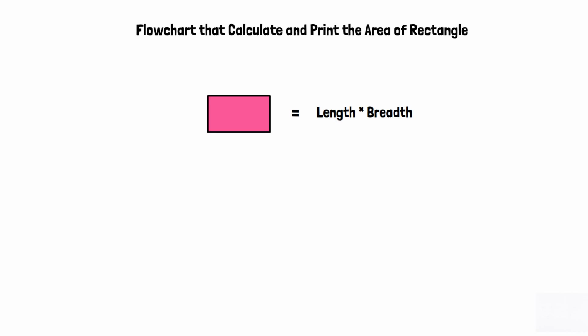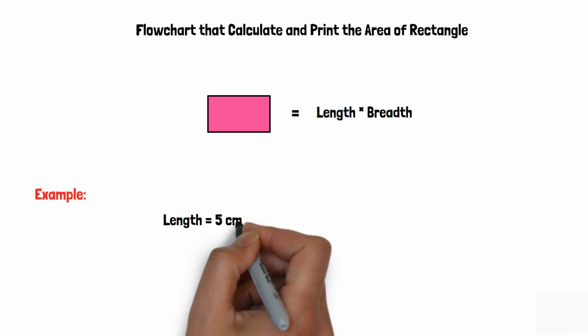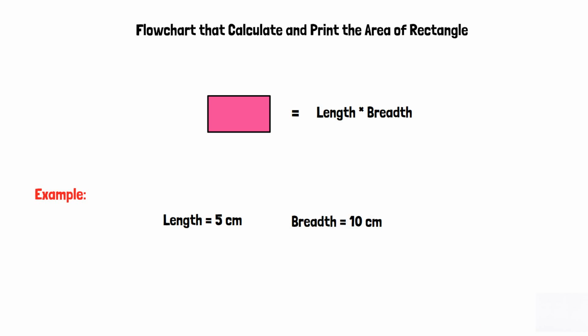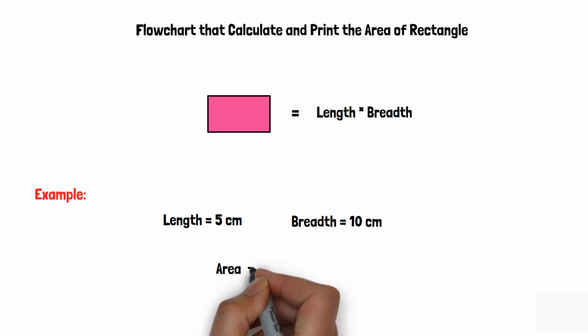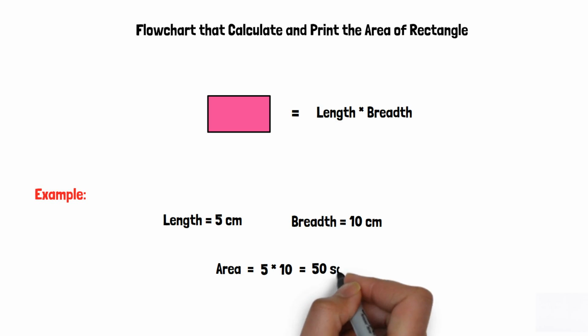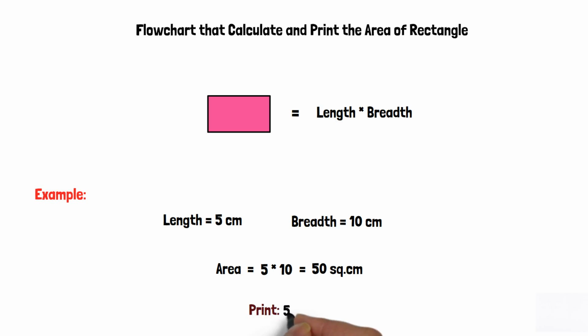Here, the value of length and breadth is provided by the user as input. For example, if length is equal to 5 cm and breadth is equal to 10 cm, then according to the formula, the area of the rectangle should be 5 multiplied by 10, which is equal to 50 square centimeter. Hence, our program must print 50.